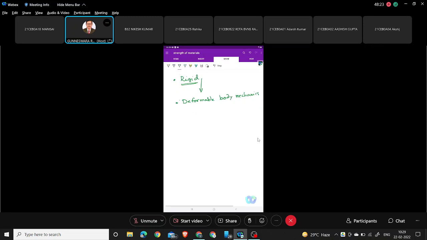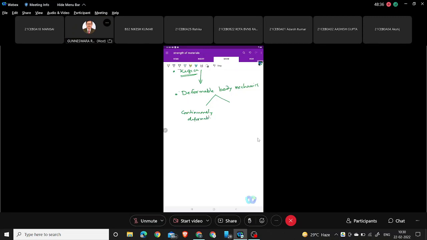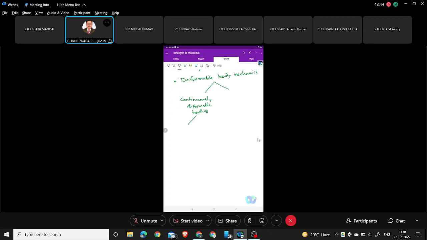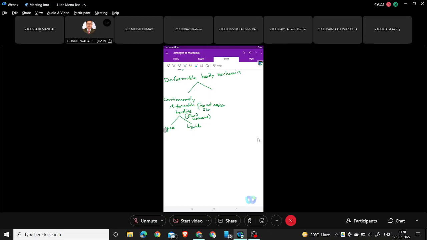So deformable bodies are again divided into two parts. Continuously deformable bodies are again converted into two categories: gases, liquids. This aspect will be studied by fluid mechanics people. The principles of this will be understood in fluid mechanics. There is one course in fluid mechanics that you will be learning later. So this is a deformable body. Continuously deformable bodies are these. That means they do not resist shear stress.